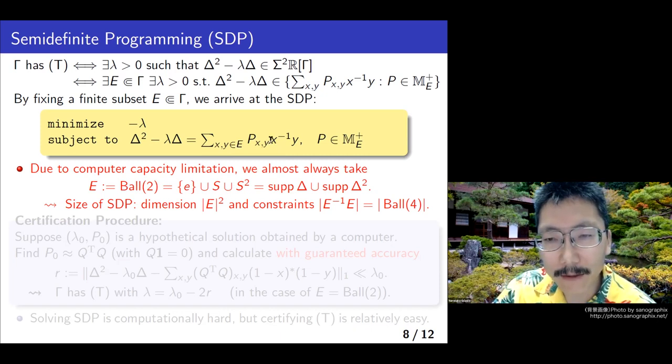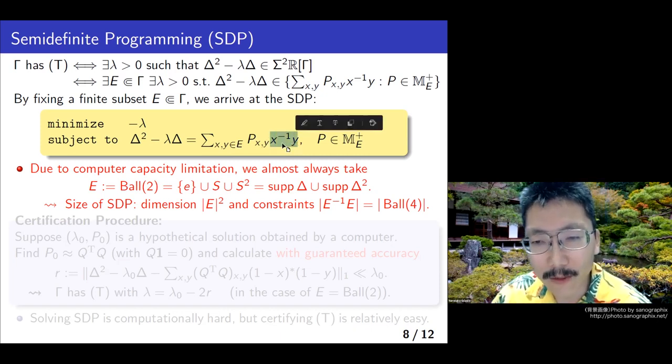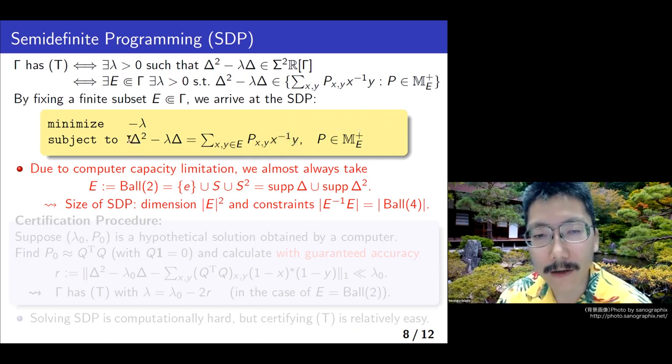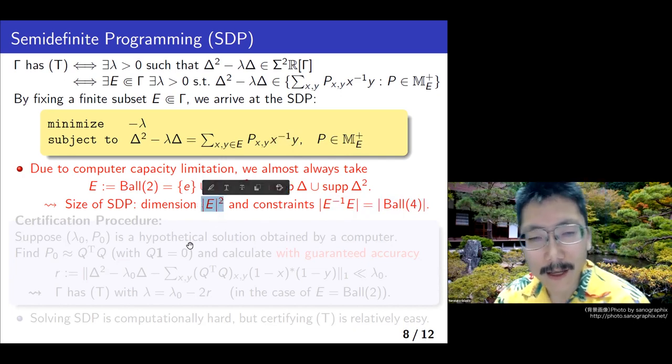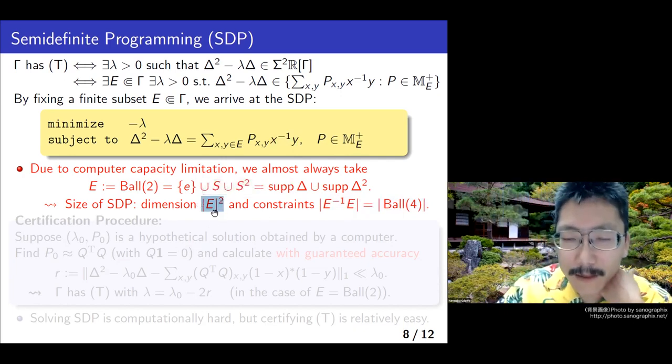So there's an element X inverse Y, so at most ball radius 4 is involved. And the constraints, this equation has constraints as many as X inverse Y. That is, as many as elements of ball radius 4. So the constraint is this, and the size is a matrix, E by E matrix. So the dimension is the size of E square, so almost the same, ball radius 4.